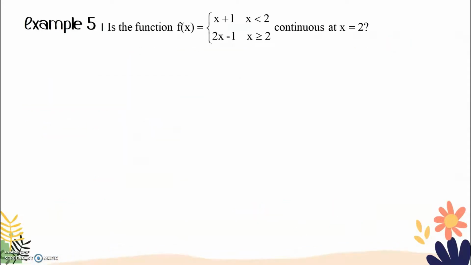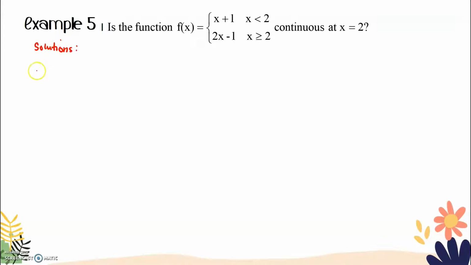Okay, next. Let's have example 5. Is the function f of x equals x plus 1 when x is less than 2, and 2x minus 1 when x is greater than or equal to 2, continuous at x equals 2? Here in this example, we are given a piecewise function. Now let's solve. Let's try to see if the piecewise function is continuous at x equals 2. So let's check the conditions of continuity.